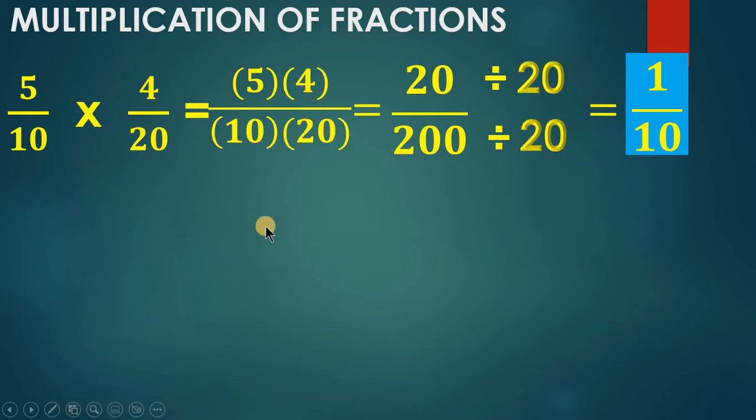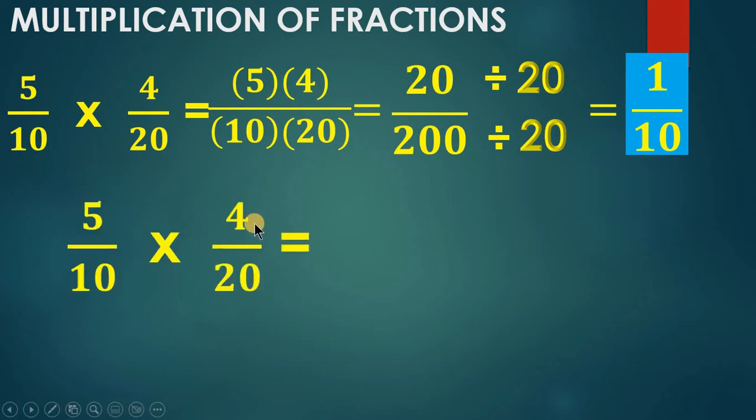So, another one. Paano kung gusto nating i-shortcut yan? Tingnan natin. Again, ulitin ko, yung cross tayo. Ang pair ng 5 dito is 20. Ang pair ng 4 is 10. So, alamin muna natin, ano ba ang kanilang greatest common factor? Ang greatest common factor nila is 5. So, 5 divided by 5, syempre 1. 20 divided by 5, 4.